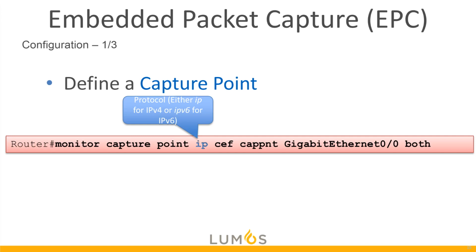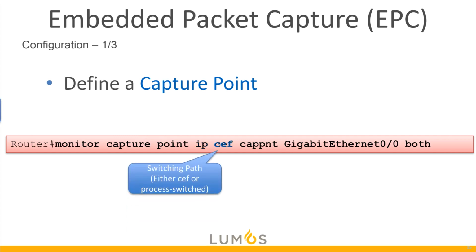So for instance, the protocol, important: IPv4, IPv6, IP for just IPv4. Whether we're going to be doing CEF or process switched, always better to do CEF on devices that support that, so we're largely talking about IOS here.